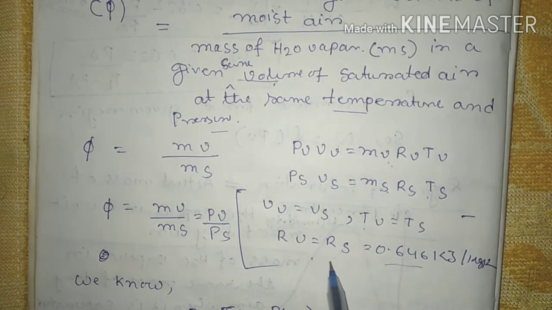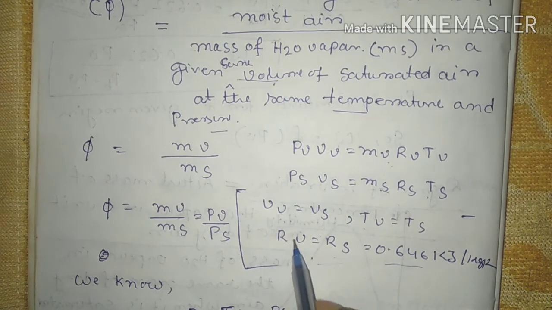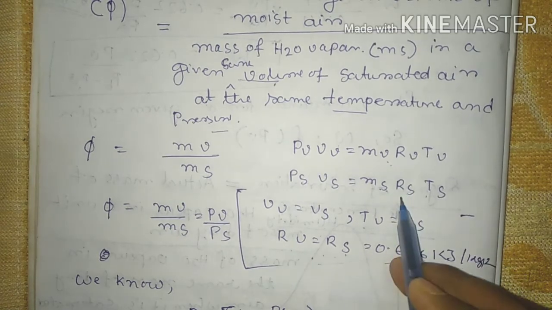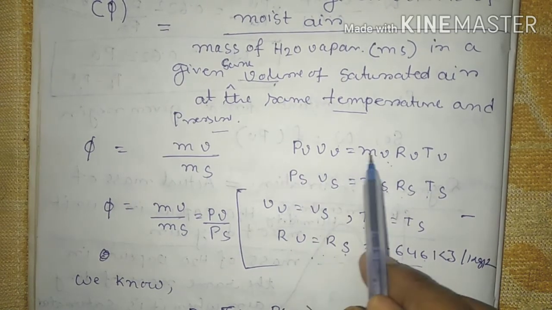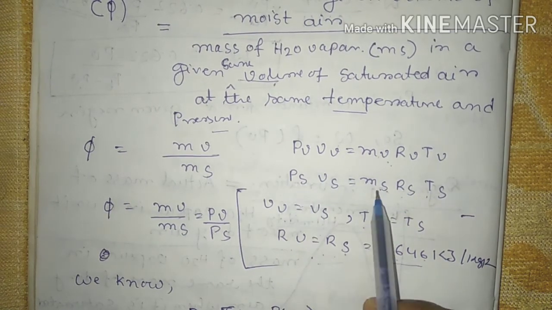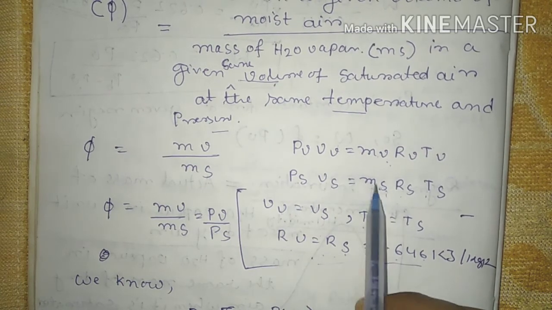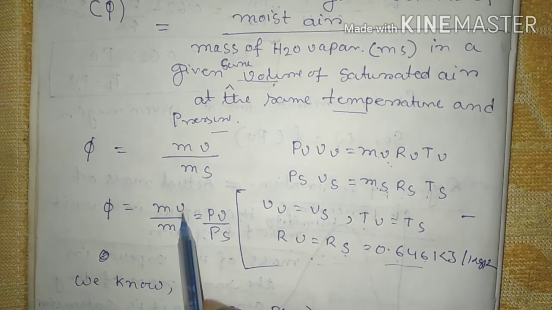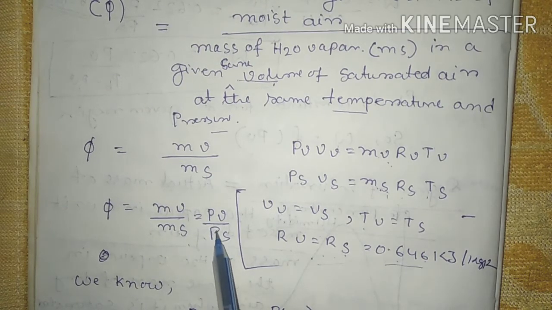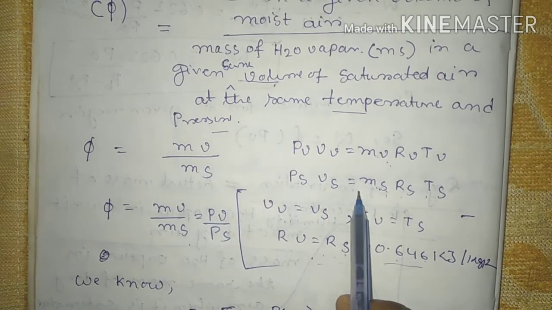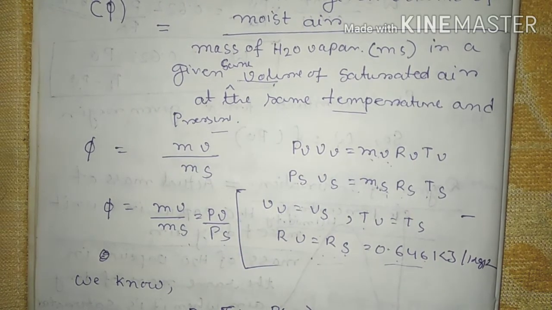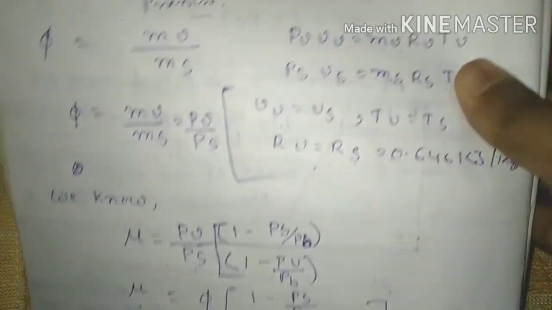Now for both cases the gas constant value is the same, so Rv is equal to Rs, that is equal to 0.646. Ultimately the equation becomes Pv is equal to mv and Ps is equal to ms. Now you know that phi is equal to mv by ms, so in terms of mv by ms you can write from this equation that mv by ms is equal to pv by ps, right? Now phi is equal to pv by ps.